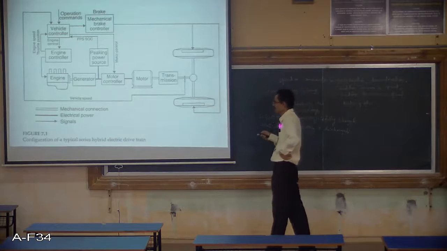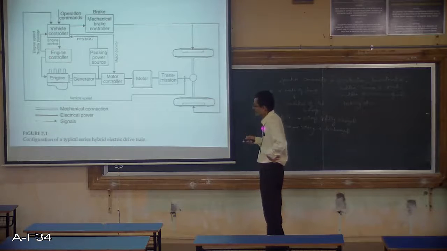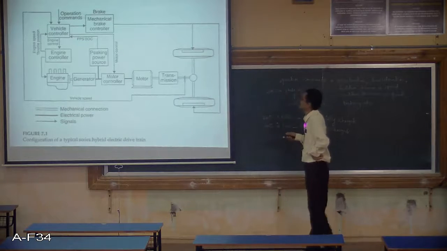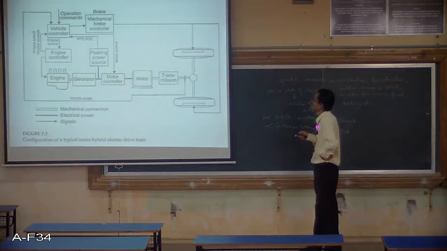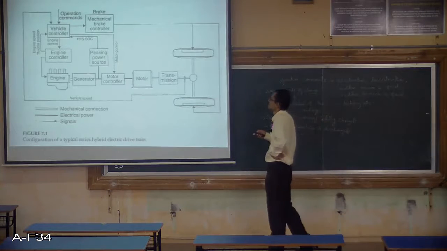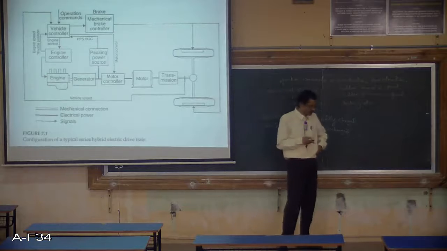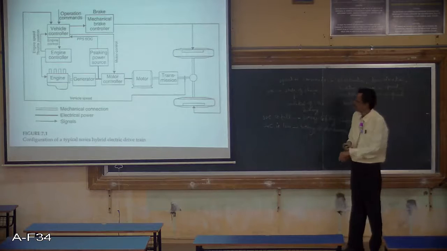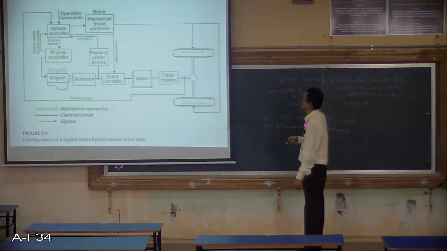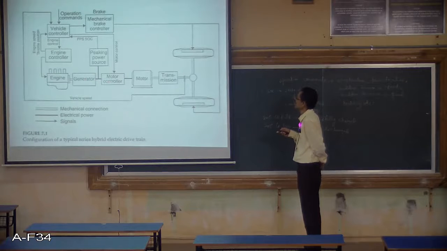So now engine controller, what will it have? It will have the throttle position. Similarly, it can have the accelerator pedal control and the other controls to give to the engine. Then the engine is running the generator. This is a generator which can be an AC generator or a DC generator. In both cases, whether it is an AC generator or DC generator, you have the motor controller.